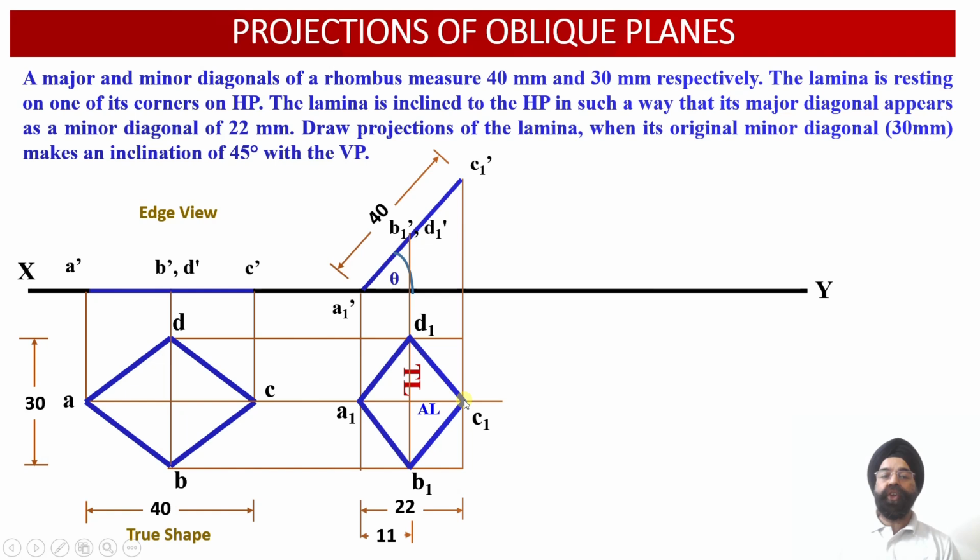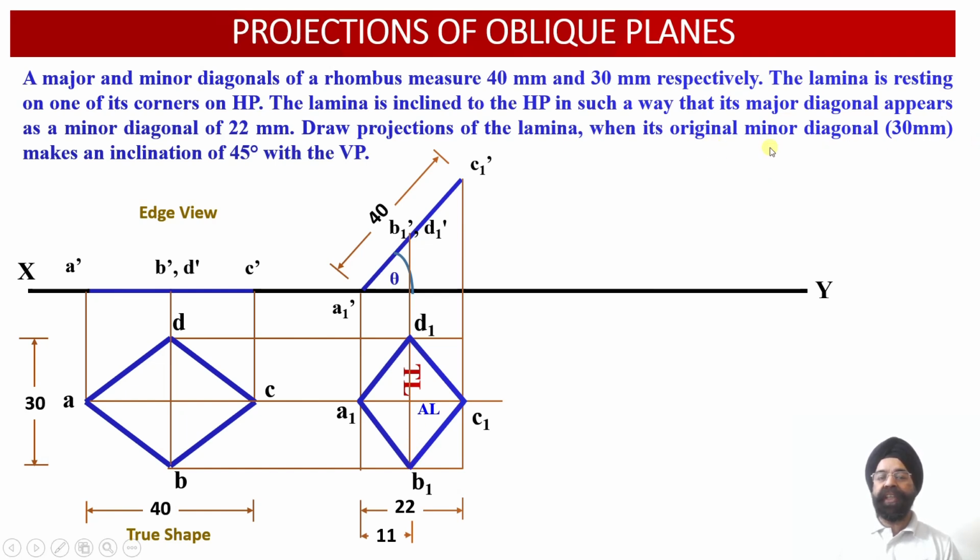Now we have also been provided with further information that the original minor diagonal, which is measuring 30 millimeter, that is B1 D1. So in this plan projection view we have got one true length diagonal B1 D1. Again we have got an apparent length of the original major diagonal A1 C1, which is appearing as an apparent length measuring 22 millimeter.